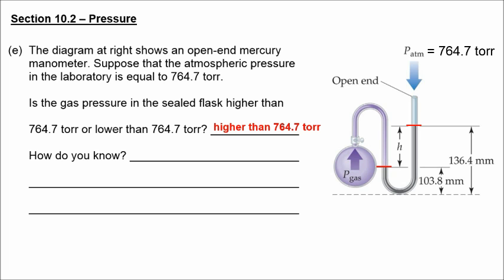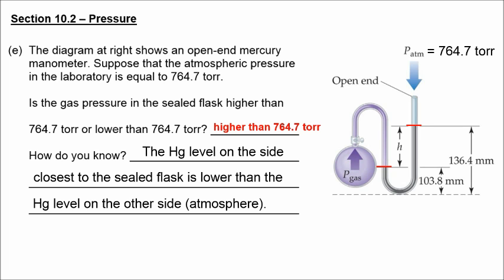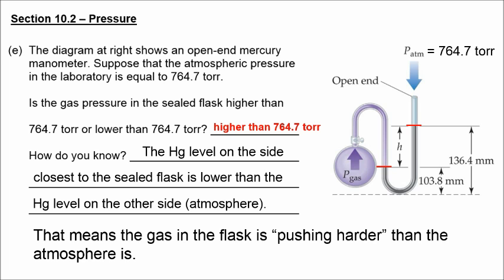higher than 764.7 torr, and we know this because the mercury level on the side closest to the sealed flask is lower than the mercury level on the other side, which is open to the atmosphere. That means that the gas in the flask is pushing harder than the atmosphere is. Now the difference between the 2 sides is equal to 32.6 millimeters. So therefore the pressure of the gas would be 32.6 torr higher than the atmosphere.